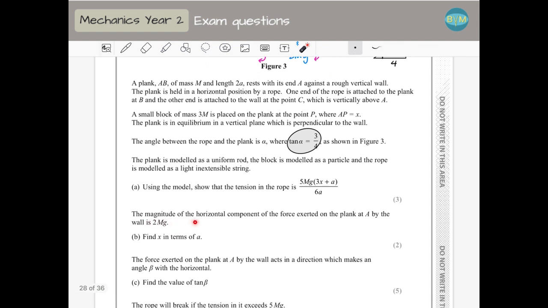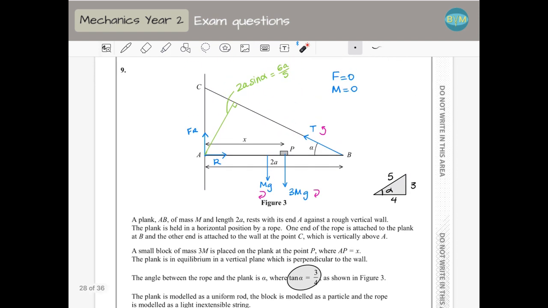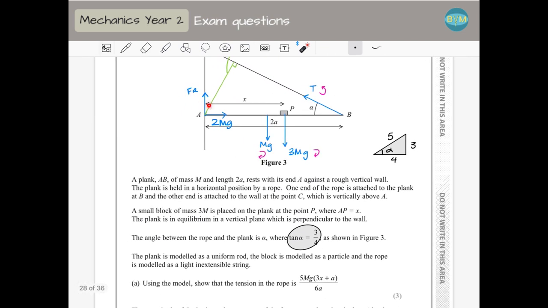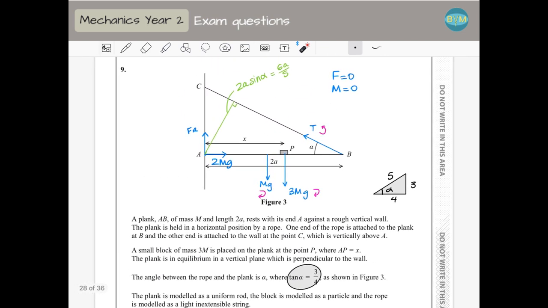Then the magnitude of the horizontal component of the force exerted on the plank at A is 2 mg. So this force here is 2 mg, is given. I wrote R because I didn't know the value, but I know the value is 2 mg. And it says find x in terms of a. We need to find the distance. So if we take moments, still we don't know the t, like we didn't know before, but they are giving us this horizontal force.